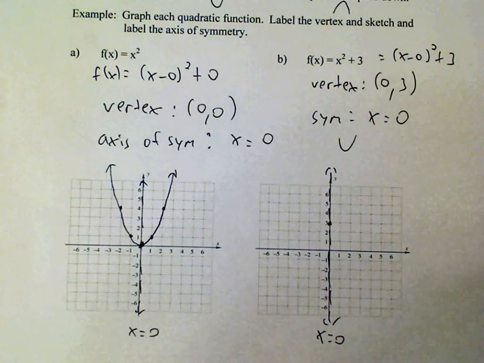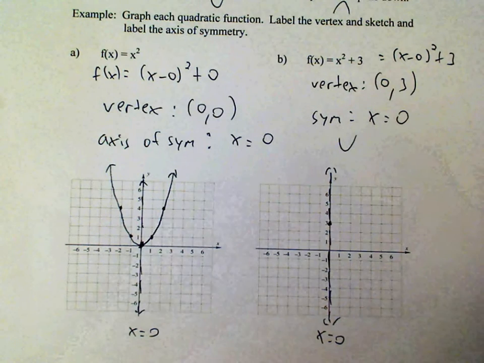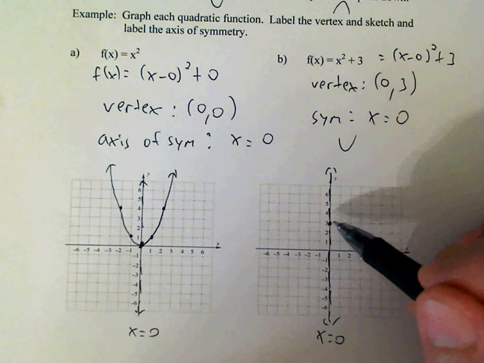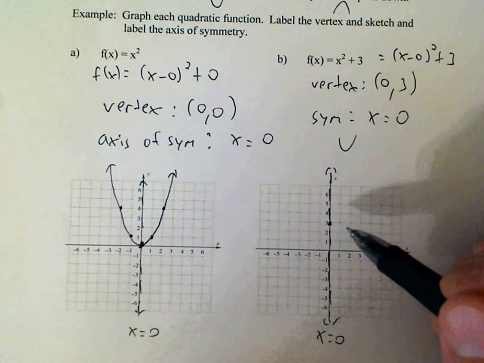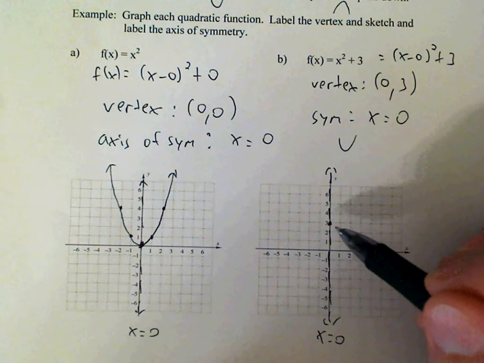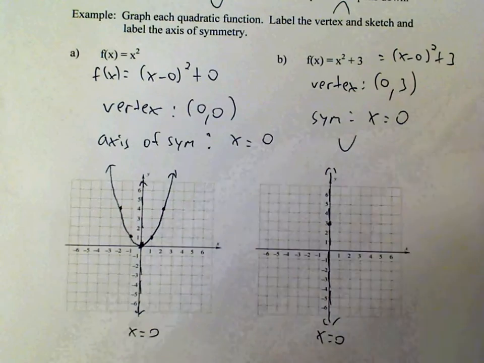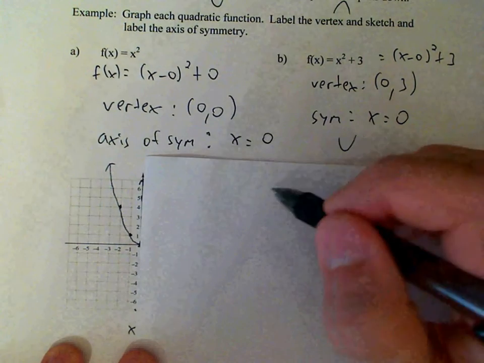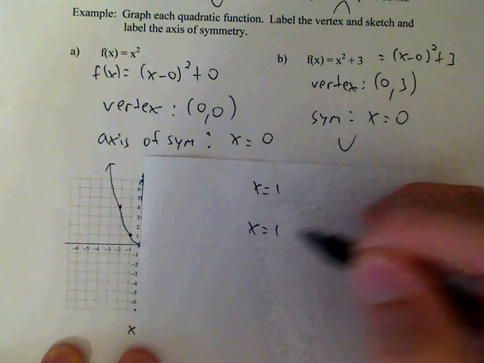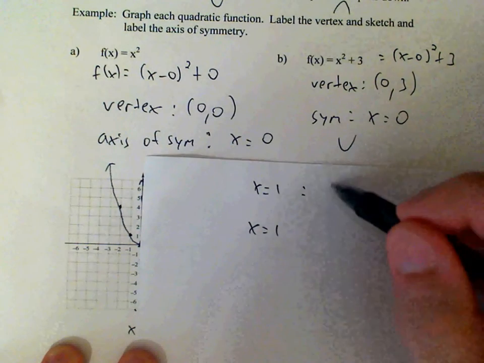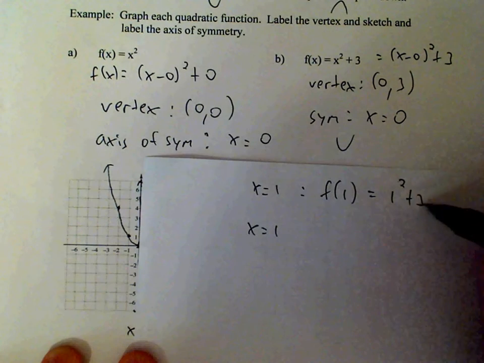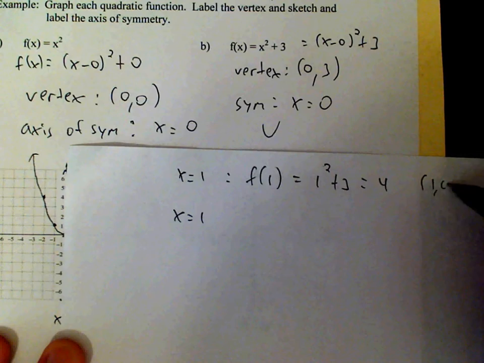But I'm going to plot a couple points. I know the general shape of it. Once again, I'm going to use some points that are the same distance from 0, 3, and are on opposite sides of 0, 3. So I'm going to use x equals 1 and x equals negative 1 again, and that will probably be enough for me because I have a general idea of how it already looks. So let's try x equals 1. Let's find f of 1. This time we're using x squared plus 3, so it'll be 1 squared plus 3. 1 squared is 1, plus 3 more is 4. So that point will be 1, 4.